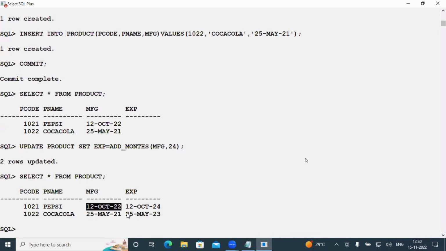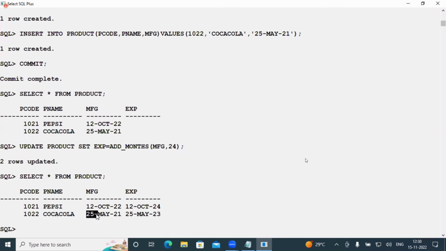2 years. So when you add 12 October 22, 24 months is added, means the next expired date is what now? 2024. 2024 is your expired date for this Pepsi product.